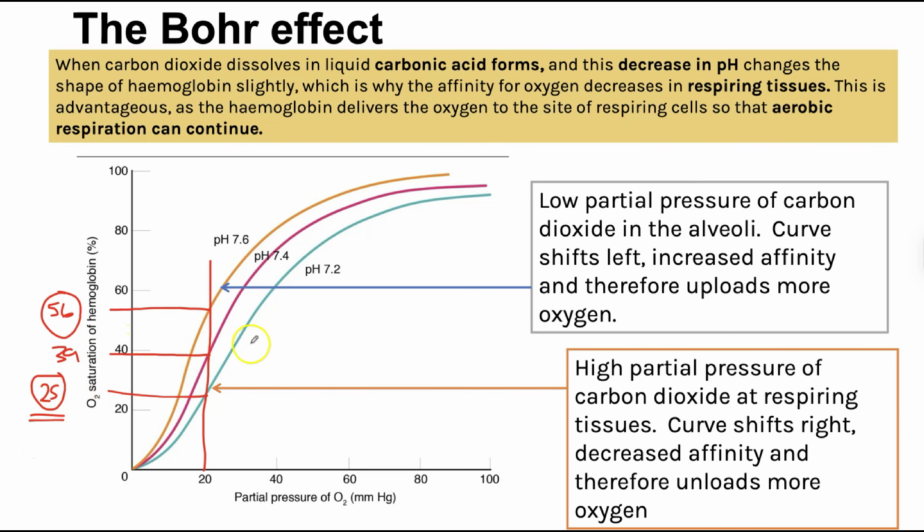So if a curve shifts to the right, that is what it's indicating, and this is how I demonstrate it in an exam. Read it off and show that even at the same partial pressure, the saturation is lower, showing that it must have a lower affinity for oxygen.